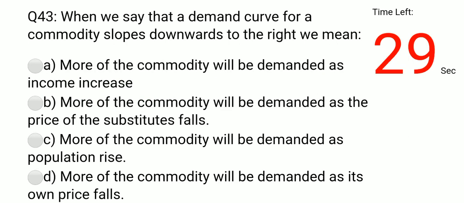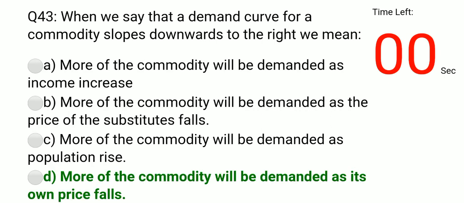Question 43. When we say that a demand curve for a commodity slopes downwards to the right, we mean. Options. A. More of the commodity will be demanded as income increase. B. More of the commodity will be demanded as the price of the substitutes falls. C. More of the commodity will be demanded as population rise. D. More of the commodity will be demanded as its own price falls. Answer. D. More of the commodity will be demanded as its own price falls.